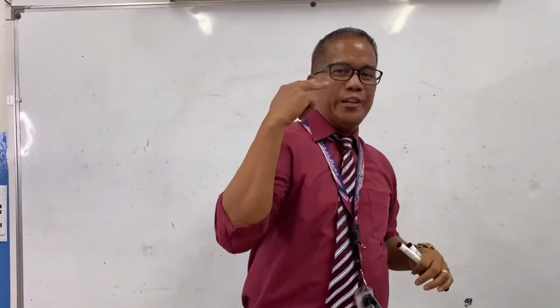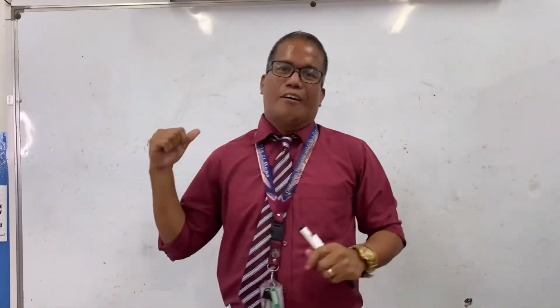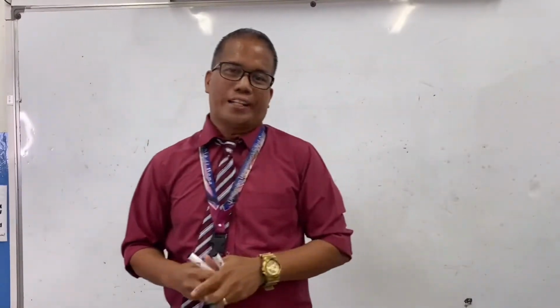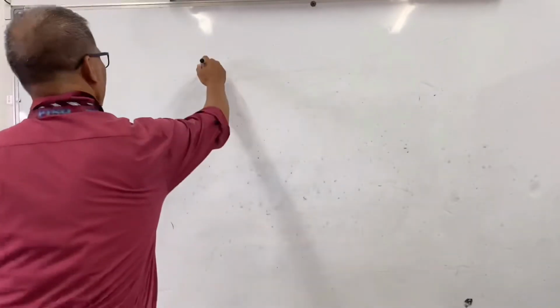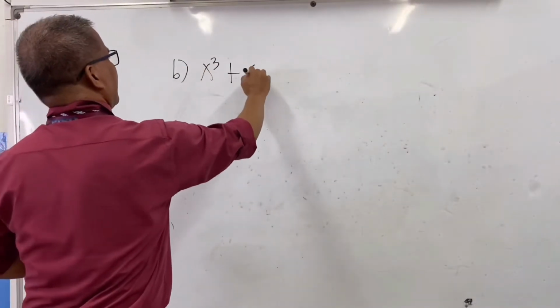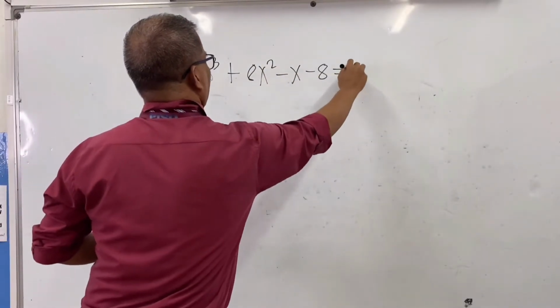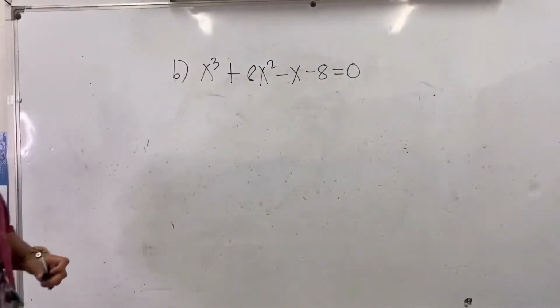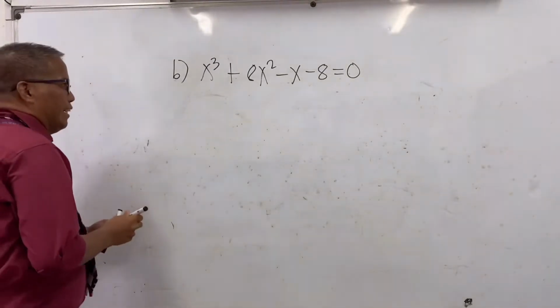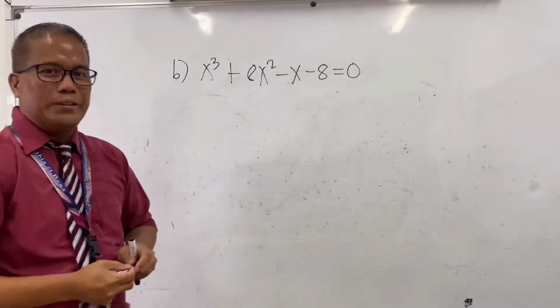Wherein the exponent is equal to 3, the highest degree is 3. So how are you going to solve that equation? So let's have this. Alright, so x cubed plus 8x squared minus x minus 8 is equal to 0.